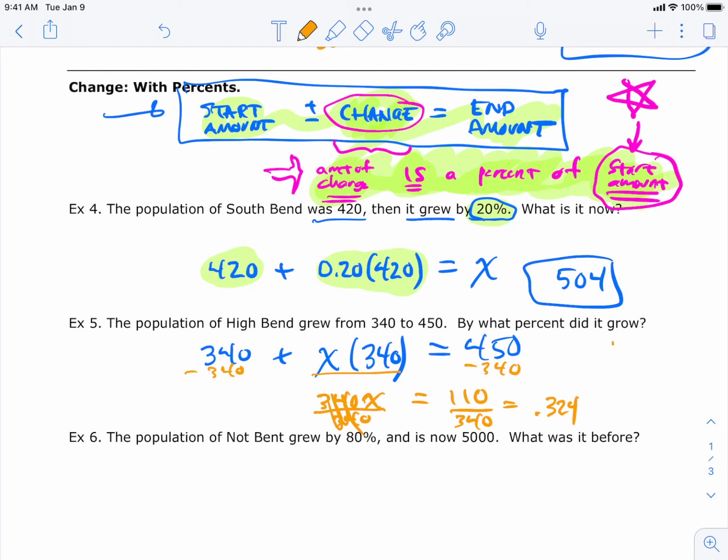To go from a decimal to a percent, you move the decimal to the right 2 places. It's a 32.4% increase. Okay, so that's how you can do percent increase problems.